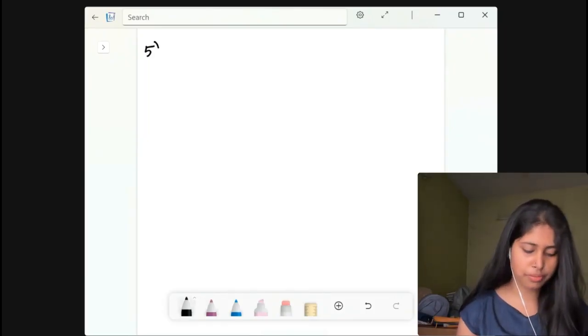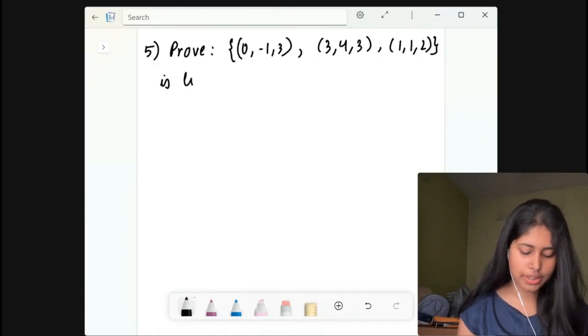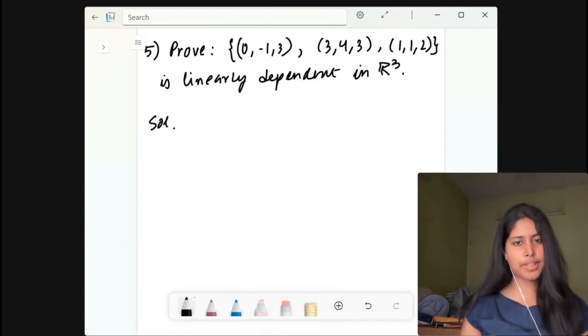Question number 5: prove that 0 comma minus 1 comma 3, 3 comma 4 comma 3, 1 comma 1 comma 2 is linearly dependent in R3. Okay, now we will do it the same way.